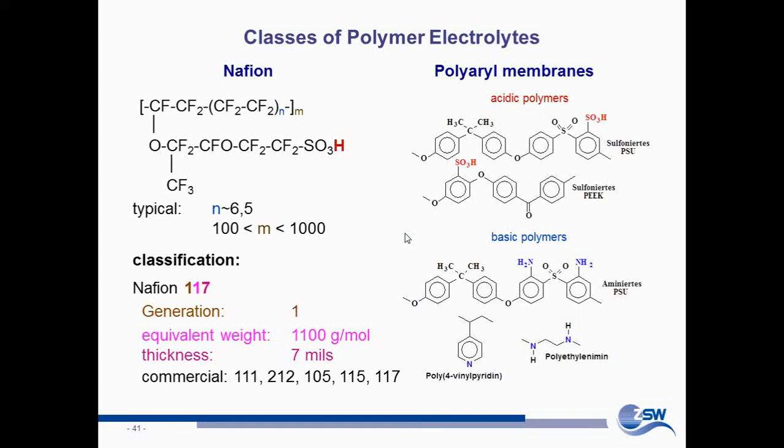Let's say the mother of all perfluorinated polymer electrolytes is Nafion. Well, there's a nomenclature to it. 117, for example: 1 stands for generation 1, 1 for equivalent weight of 1100, and 7 for 7 mils of thickness. So there are other quantities like 112 or 212 or 105 or whatsoever. So you can second guess what's in it if you know that number.